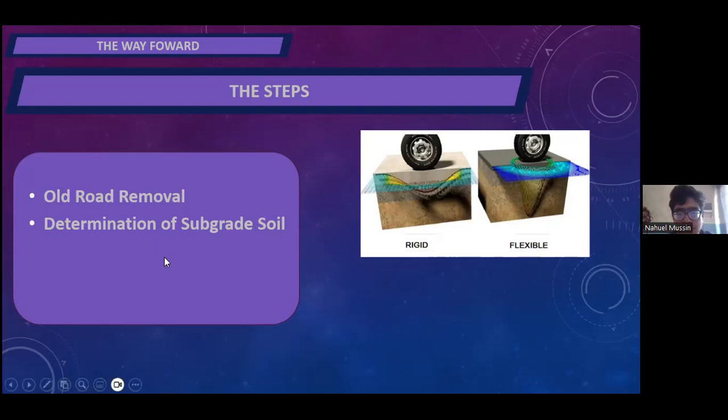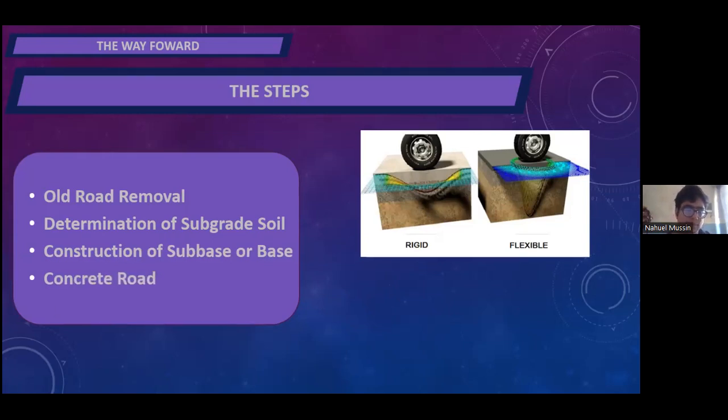The third step is the construction of a subbase or base. This base is important because it increases the erosion resistance of the pavement. This base is made up of cement that is applied in sections on the top of the subgrade. The last step is the concrete road.